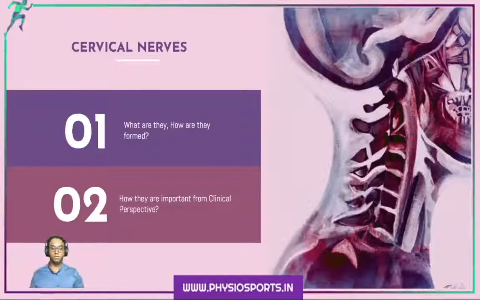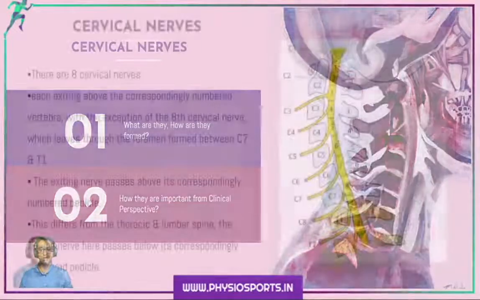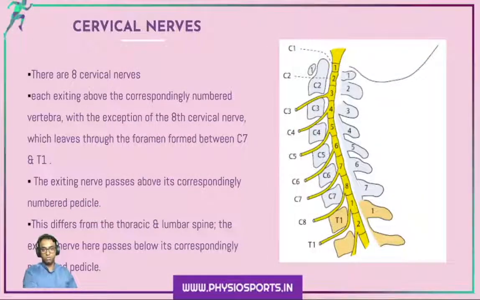We will obtain answers to the following questions. What are the cervical nerves? How are they formed? And what is their importance from the clinical perspective? There are 8 cervical nerves, each exiting above their correspondingly numbered vertebra, with the exception of the 8th cervical nerve, which leaves through the foramen formed between C7 and T1.